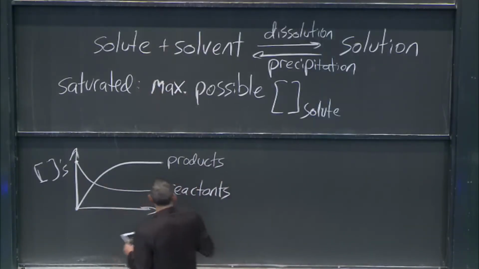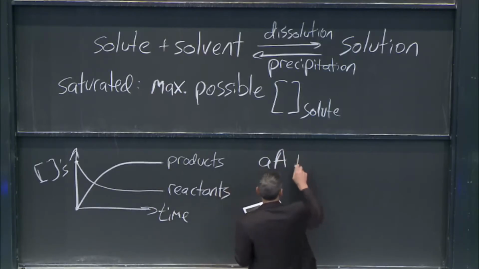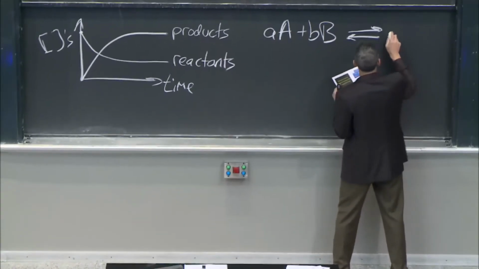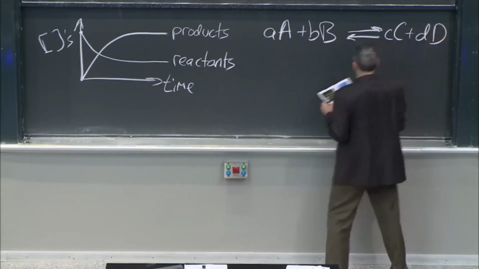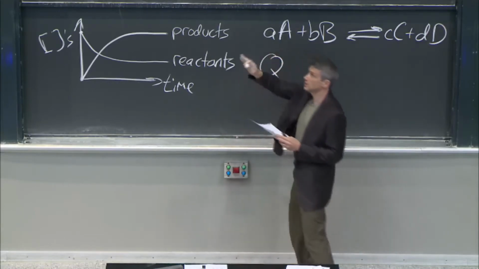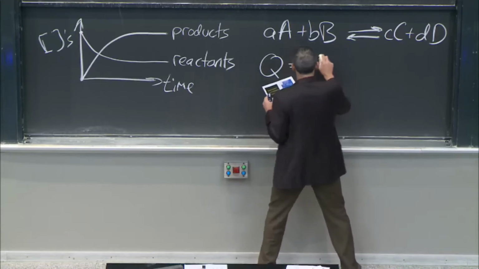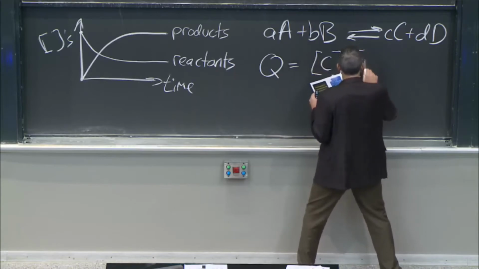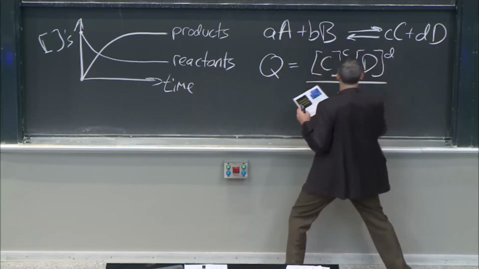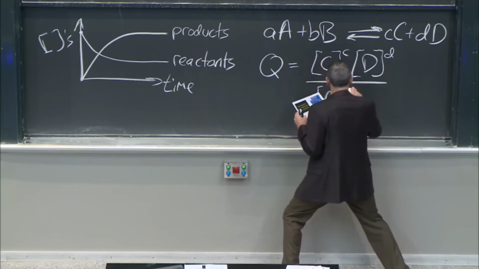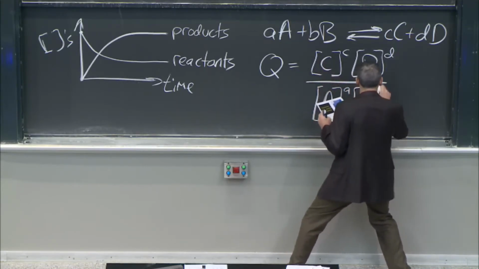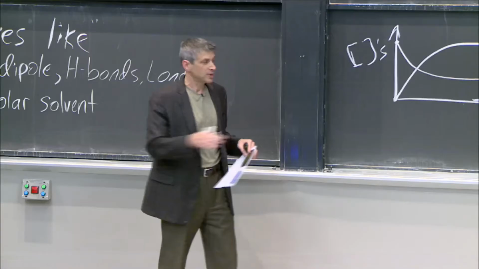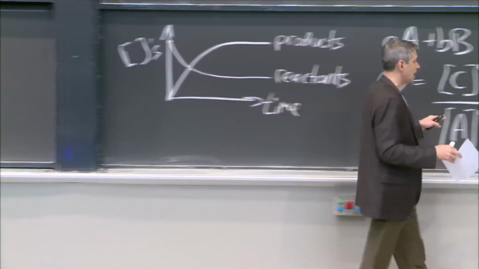Now, what we do is we write down for some arbitrary reaction, aA plus bB, going both ways, cC plus dD. You can define the reaction quotient Q, that's the first thing, as the concentrations of the products, C to the c, D to the d, over A to the a, B to the b. Please do not confuse this with the rates. I've been talking about the rates being equal. That's not from the rates.